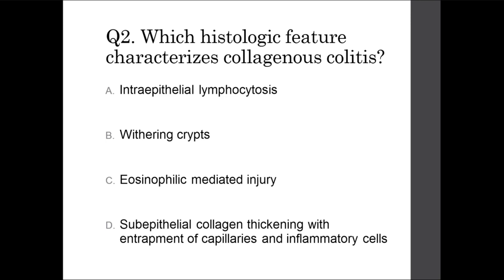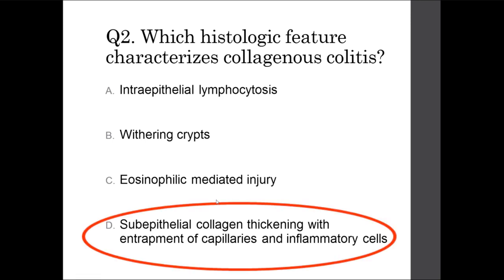Right. So I see the answer that D, that is subepithelial collagen thickening with entrapment of capillaries. All right, so you got it right. So intraepithelial lymphocytosis can be present, but it's also seen in other things, including lymphocytic colitis. Withering crypt is a feature of ischemia, and eosinophilic mediated injury is a feature of eosinophilic colitis, although I pointed out that eosinophils are prominent in the lamina propria of these cases. We typically don't see eosinophilic mediated injury in general.